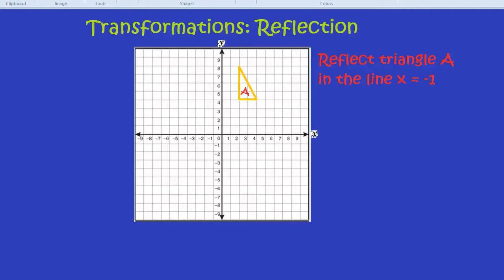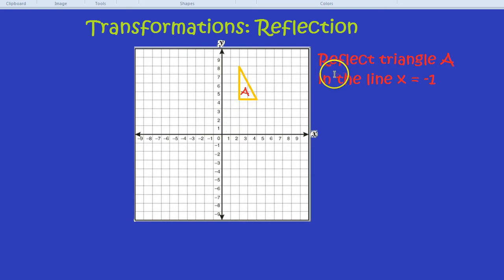There's something I've been reflecting on recently, and that is how to do transformations of reflection. Basically, in your exam, you might be asked to reflect a shape in a given line. The challenge is to count all the way up to that line. Let me show you what I'm talking about.